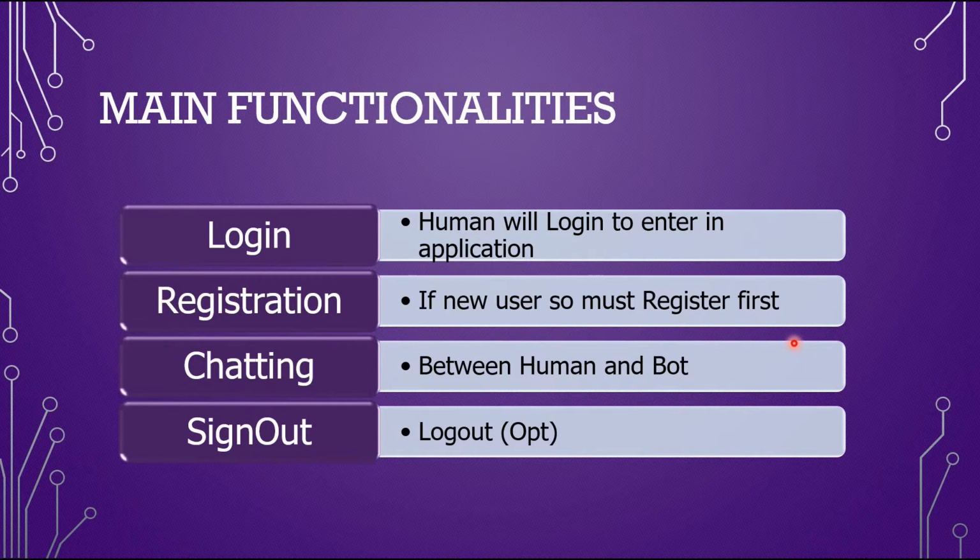These are our main functionalities. Number one, login. Human will log in to enter in application. If he has no details of login, so he will register first, then again login, and then start chat with the bot. And if he wants sign out, so he will simply log out the button.